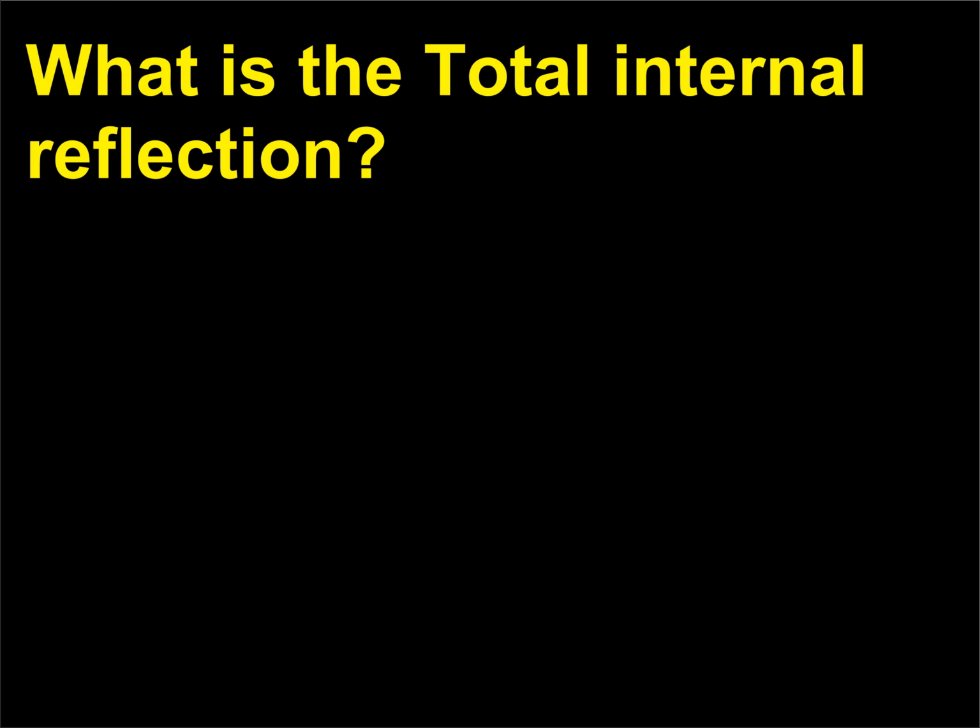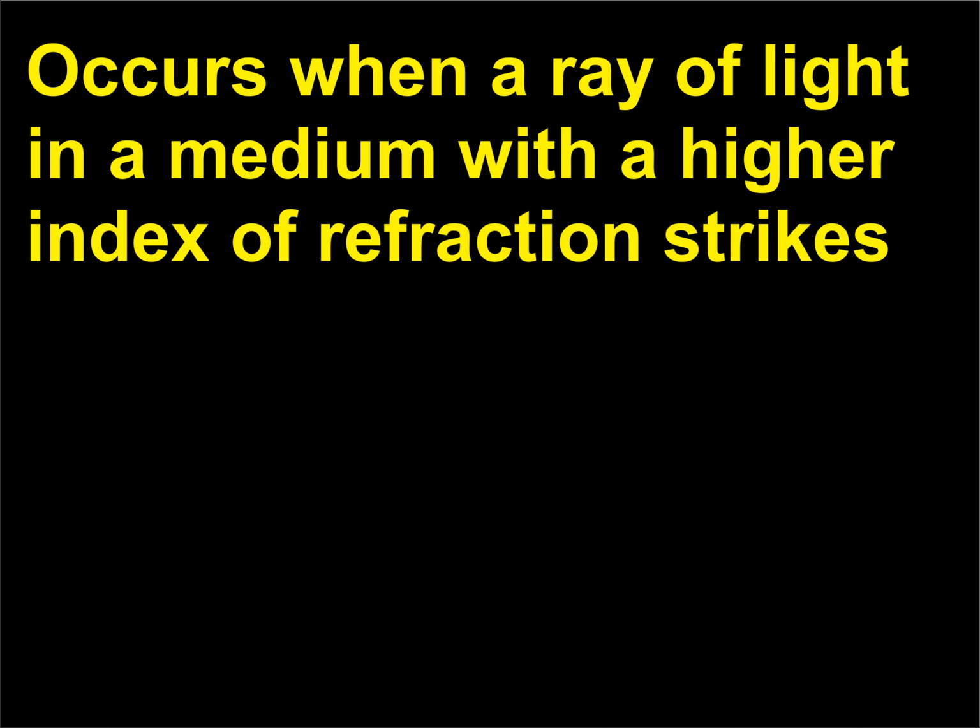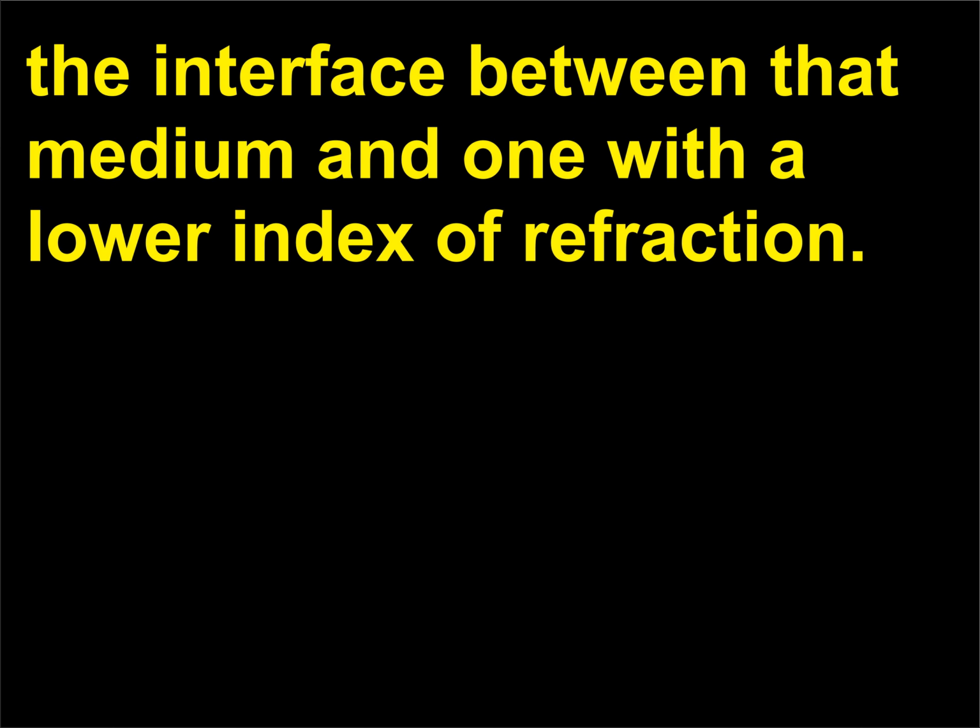What is the total internal reflection? Occurs when a ray of light in a medium with a higher index of refraction strikes the interface between that medium and one with a lower index of refraction.